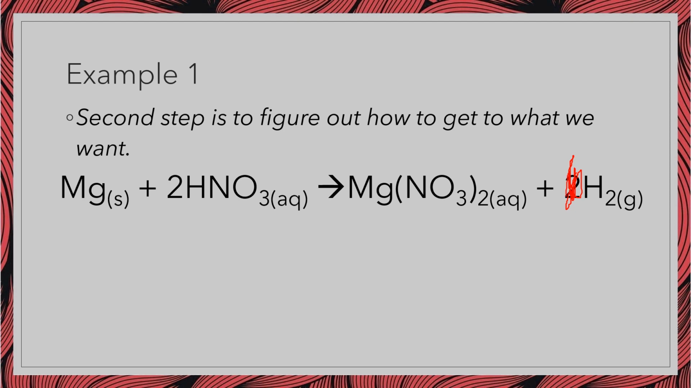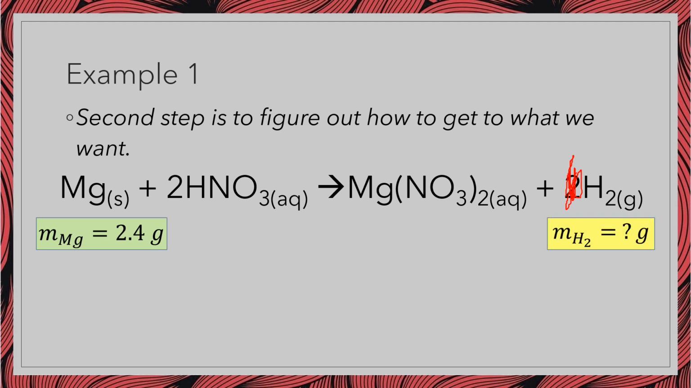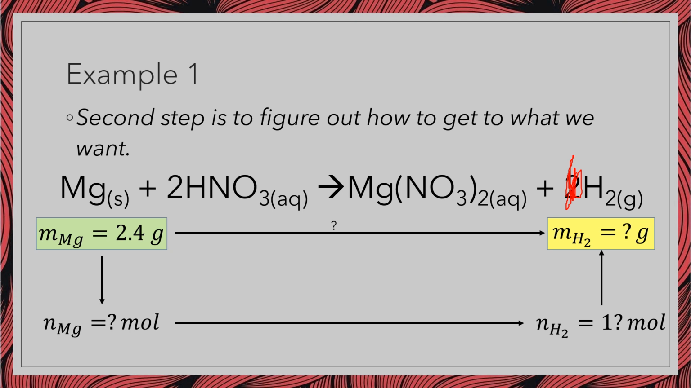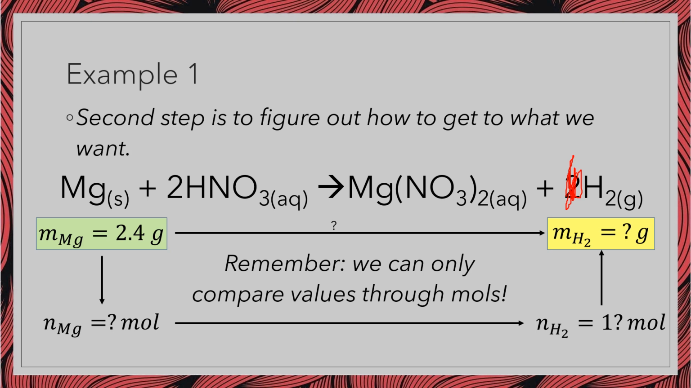Now we need to figure out how to get from where we are to what we want. Our mass of magnesium is 2.4 grams. We want to get our mass of hydrogen. So how do we get there? Well, firstly, we find the number of moles of magnesium. Once we've got number of moles, we can compare across the reaction. So we can compare it through molar ratios to the number of moles of hydrogen. And then we can convert that back to mass. Now, remember, we can only compare values through moles. So we can't compare the mass of magnesium to the mass of hydrogen without going through moles first.